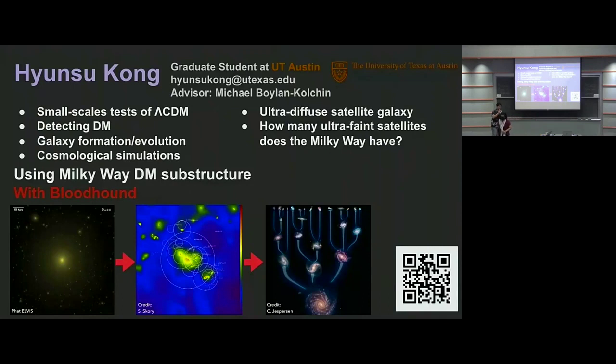Hi, I'm Hyun-Soo Kong, a sixth-year graduate student from UT Austin working with Mike Boylan-Kolchin. My scientific interests are all things small scale, basically. So small scale tests of lambda CDM, especially on the CDM side. That includes making predictions for indirect detections of dark matter substructure, and that also includes galaxy formation and evolution, including reionization. You should ask me why I think reionization has anything to do with dark matter physics. I think they're very tied together.